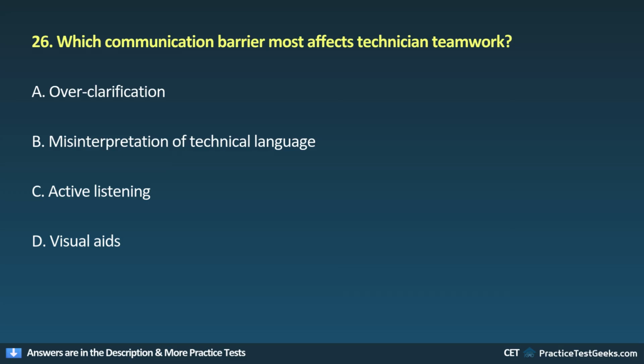26. Which communication barrier most affects technician teamwork? A. Overclarification. B. Misinterpretation of technical language. C. Active listening. D. Visual aids.